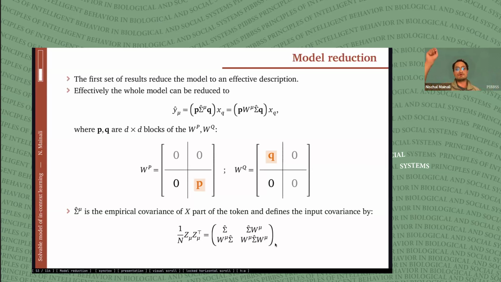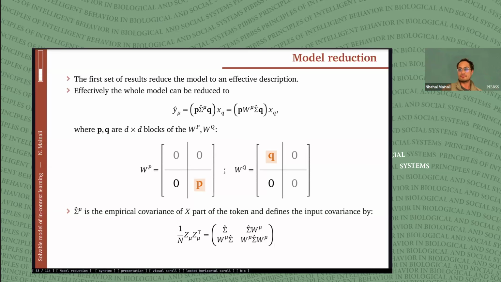And in fact, this Z times Z transpose term that we saw earlier can simply be written in terms of the weight of that particular task times this empirical covariance matrix. And this will play a pretty central role in what comes, this sigma hat.